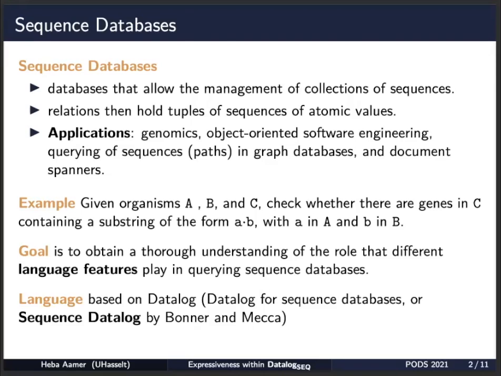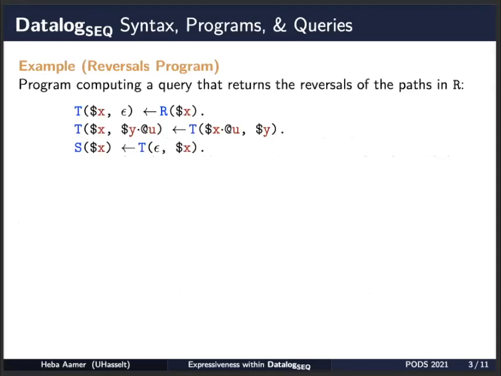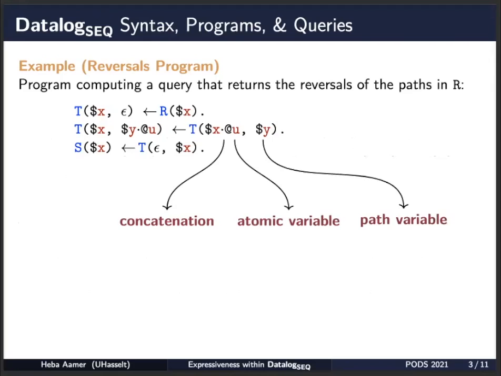To show the ingredients of Sequence Datalog, I will be doing this with examples. As a first example, consider the following program. Looking at the program, you will find that dot is the concatenation symbol. What begins with an @ symbol is an atomic variable, while what begins with a $ sign is a path variable. Moreover, epsilon is the empty path.